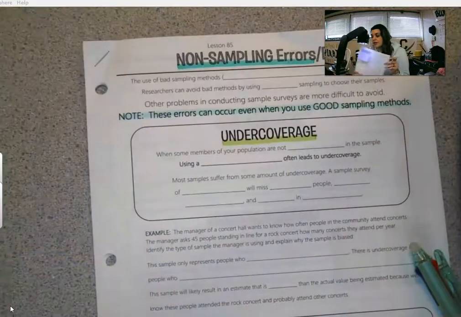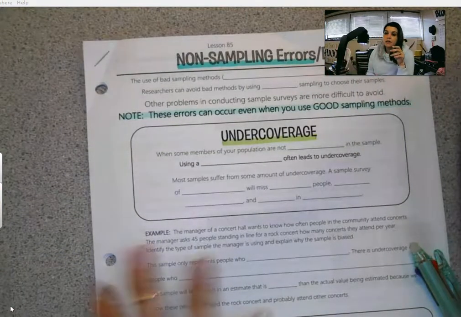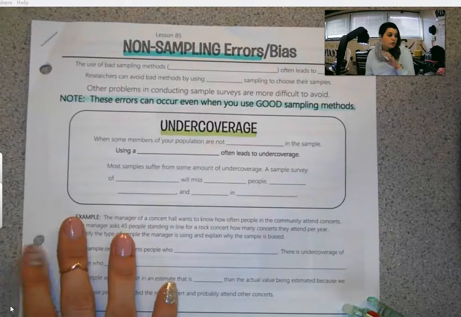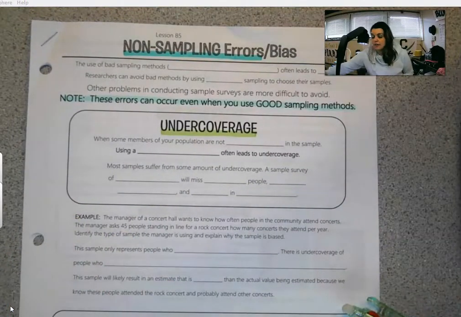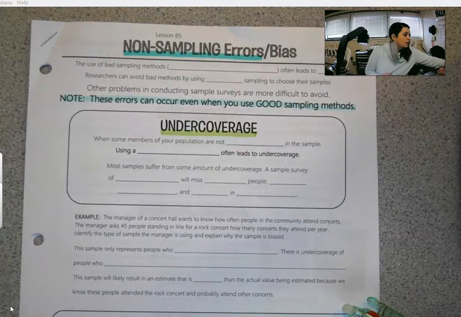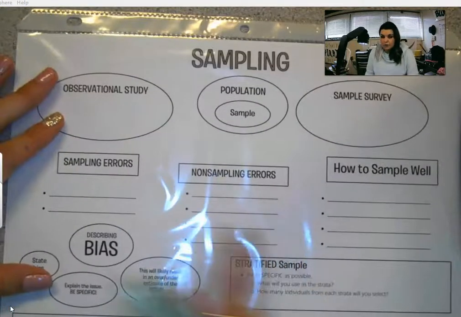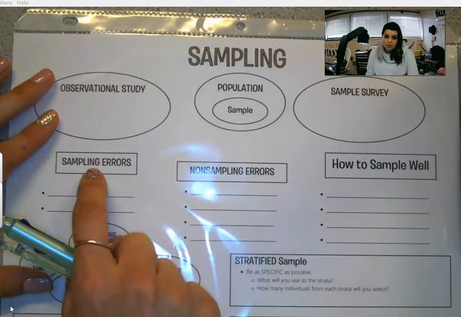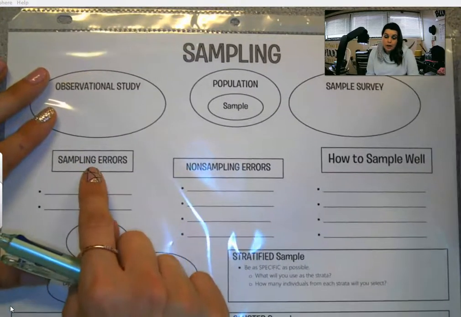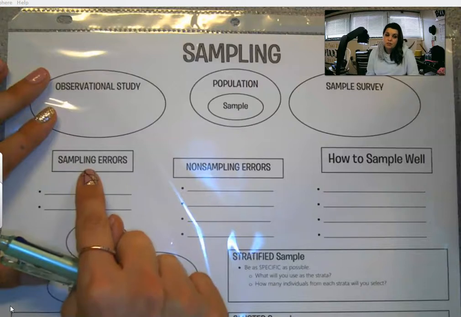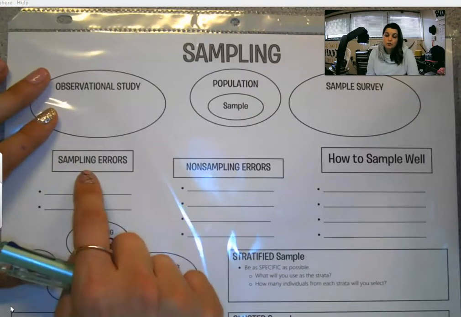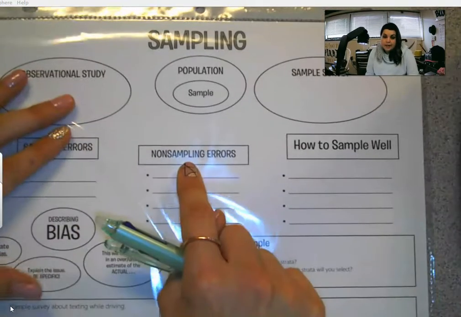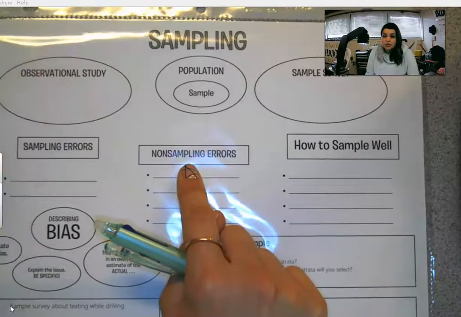So now what we're ending with is errors that can occur even when you take a good sample. So there's 2 types of errors that can occur, and this is illustrated on the overview that you will complete for this unit. So you have what are called sampling errors. This is an issue with the way you collected your sample. So this is an error that has to do with your method. Non-sampling errors happen even when you use good sampling methods.